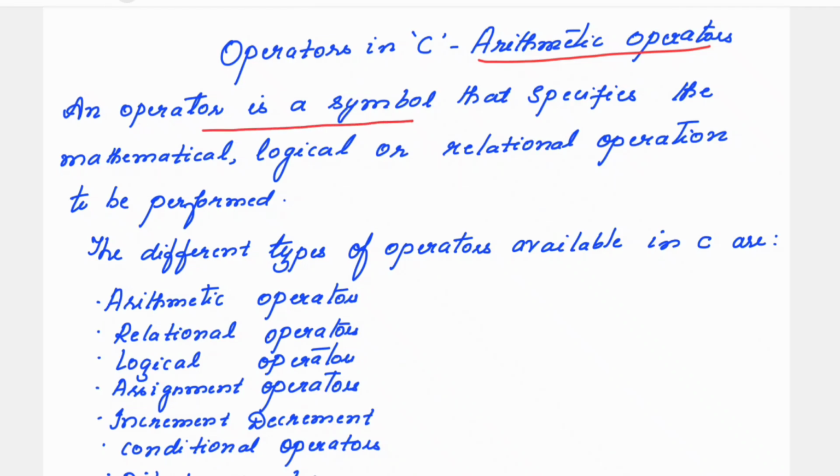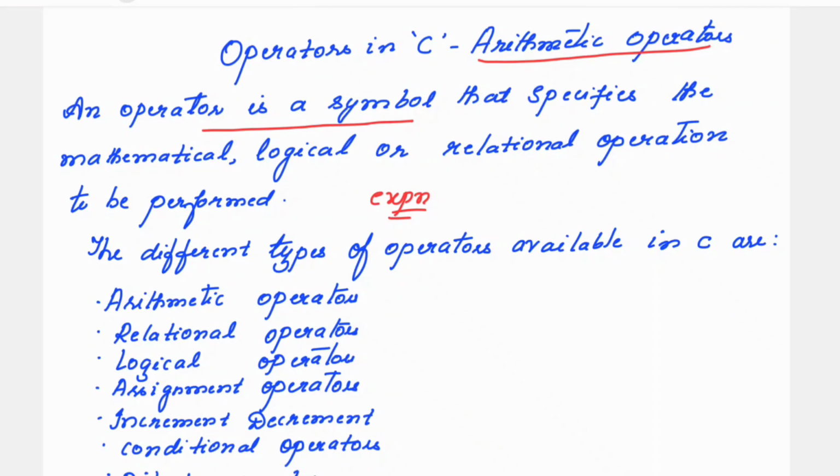An operator is a symbol that specifies the mathematical, logical or relational operation to be performed. So whatever the expression is, in that expression you are making use of certain operators. The operators you use in the expression specify whether it is a mathematical or logical or relational operation that has to be performed.